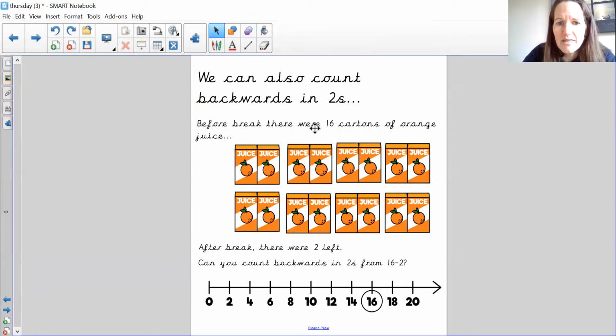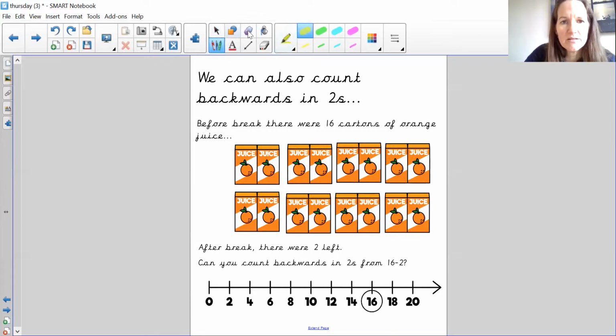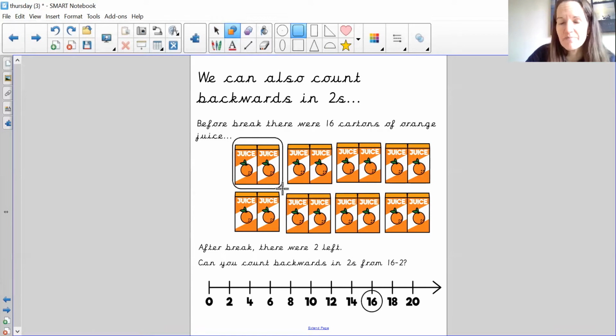Before break, there were 16 cartons of juice. So there are 16 cartons, fantastic. After break, there were only 2 left. So can we count backwards from 16 to 2? I think we could do that. So I'll put a square around here. So there are my 2 that are left, okay? So we're going to cross out the one because they've got taken.